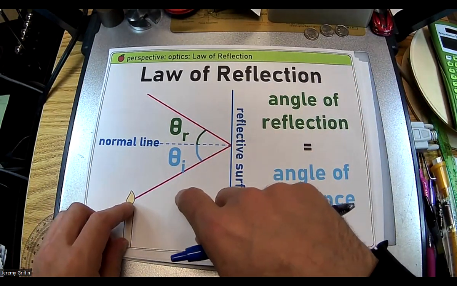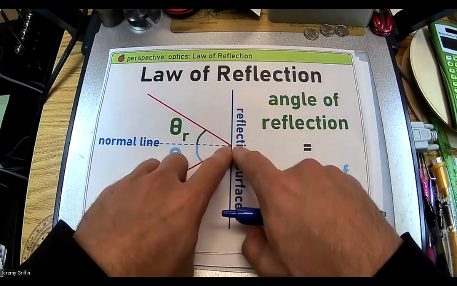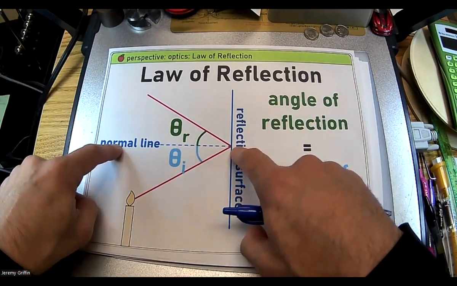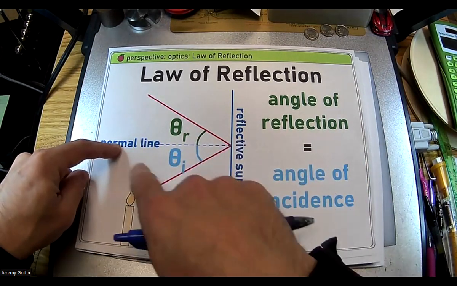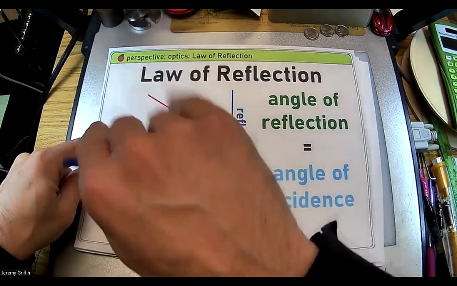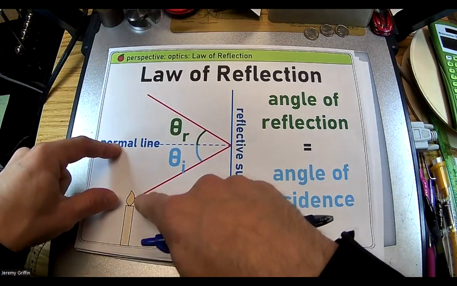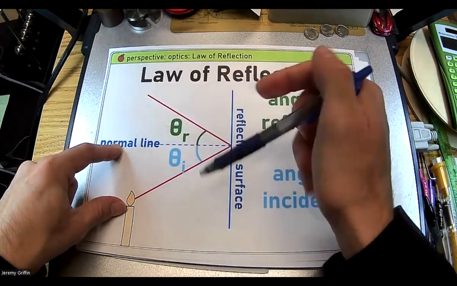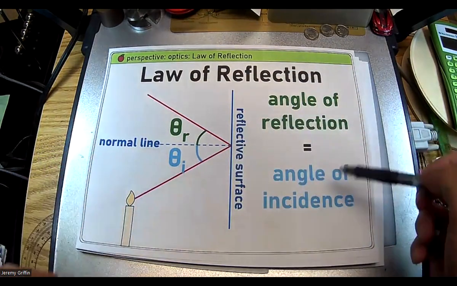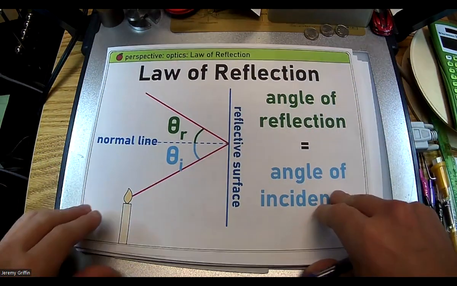Then, law of reflection says, relative to that mirrored surface, if you draw a normal line, so perpendicular to that surface, and you follow a single ray of light. Maybe this candle flame is sending out a bajillion rays of light in all different directions. We're just following one ray of light, maybe like a laser light. It's going to bounce off so that this angle of reflection matches this angle of incidence. Boom, that's it, law of reflection.